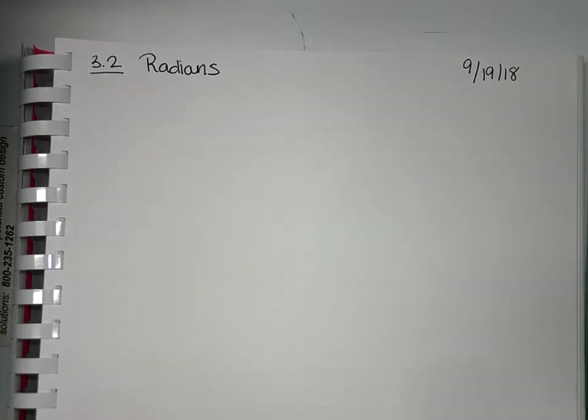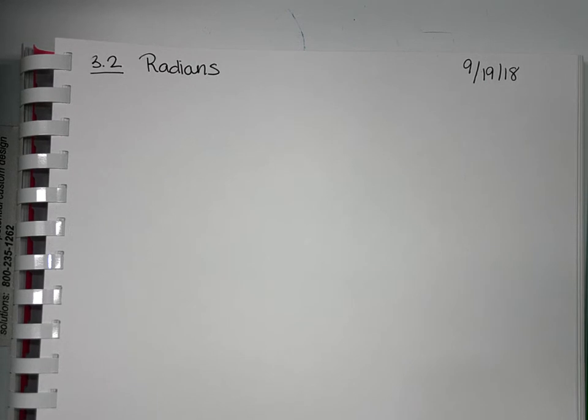Okay, so in class today we had gone over just the basics of what is an angle in standard position and how to sketch the different kinds of angles, the quadrants, as well as coterminal. So what we're going to do tonight in our video is go over the same topics but in radians.